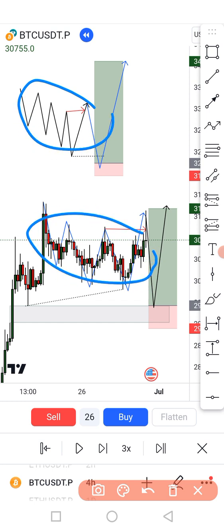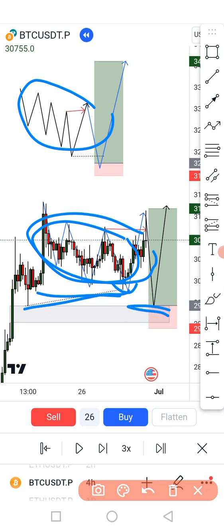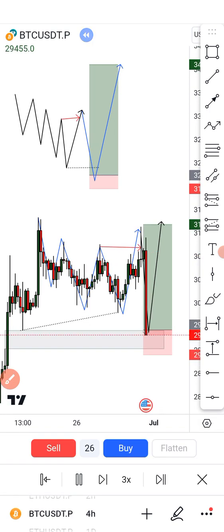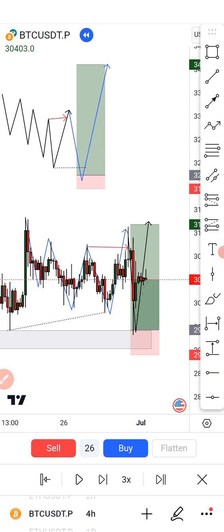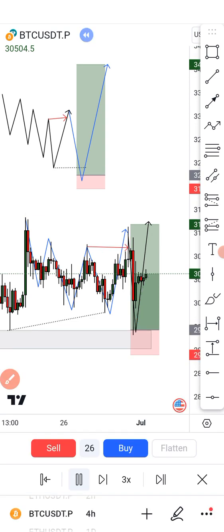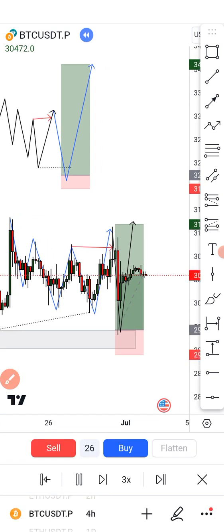You can see that I first observed the market structure, identified my liquidity, and then I found my point of interest, which is below the liquidity. All right, so let us play the market and see what would happen. Okay, so you can see, beautiful. Can you see what is happening? The market has come down as we analyzed, it's triggered it, and now it's going up as expected. All right, so let us see if it's going to hit TP.